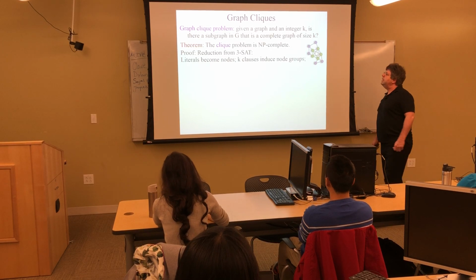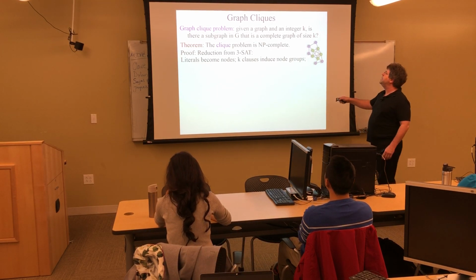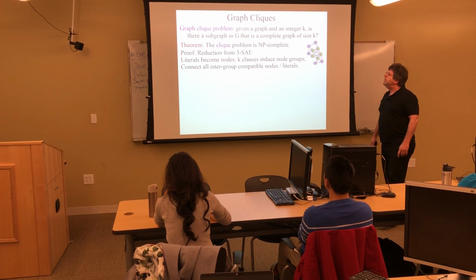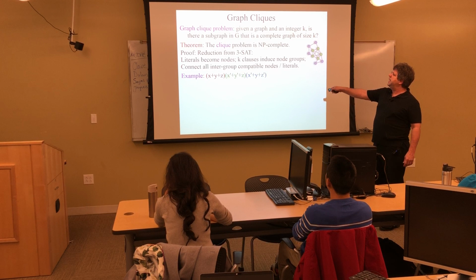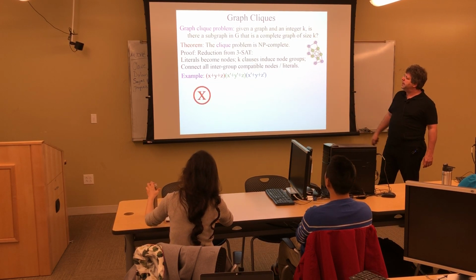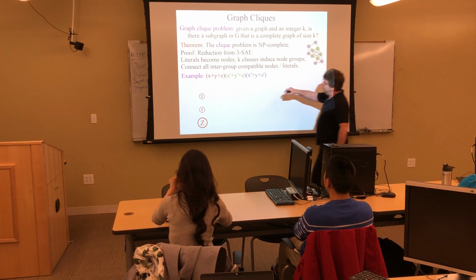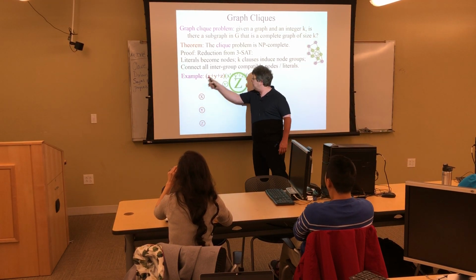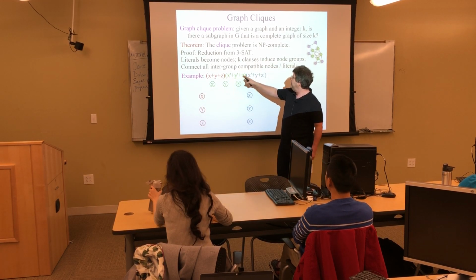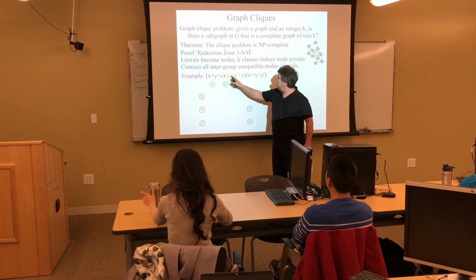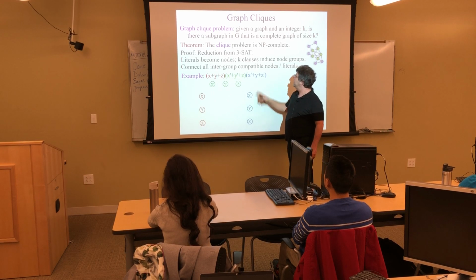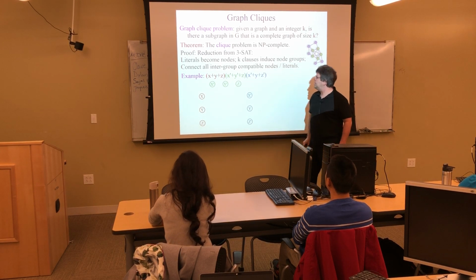Basically literals will become nodes, and the clauses induce groups of nodes. The easiest way to show it is by example. So here's a satisfiability instance, and I'm color coding it. Each clause will give rise to a set of nodes. This red clause gives rise to these 3 nodes, x and y and z, corresponding to its literals, variables or negations of variables. The green literals x naught, y naught, z naught correspond to this green group of nodes. This blue clause corresponds to these three.